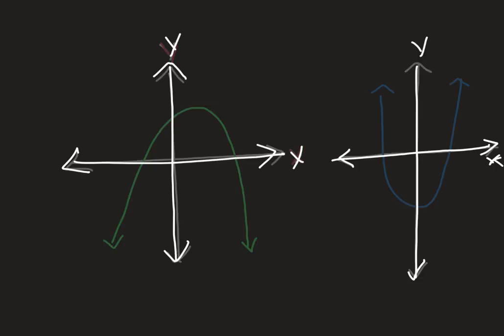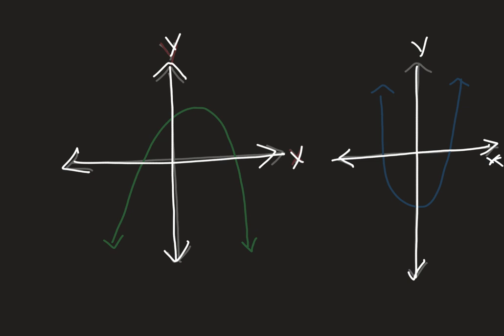Here on the screen, you can see two different types of graphs. The first, in green, is the parabola opening downwards. The second graph, in blue, is the parabola opening upwards. These equations can model real-life situations like projectile motion, area calculations, and even economics.